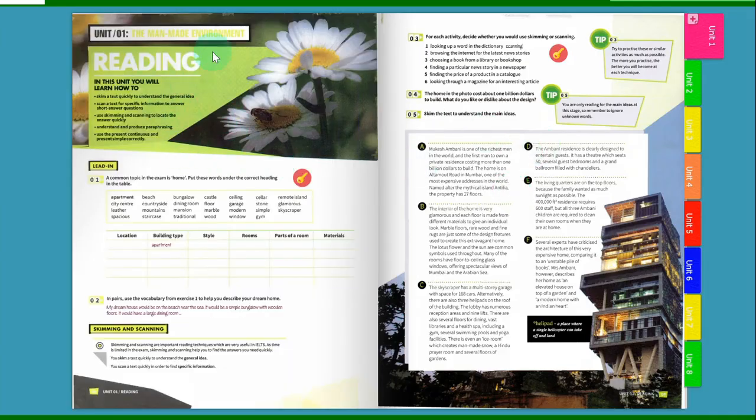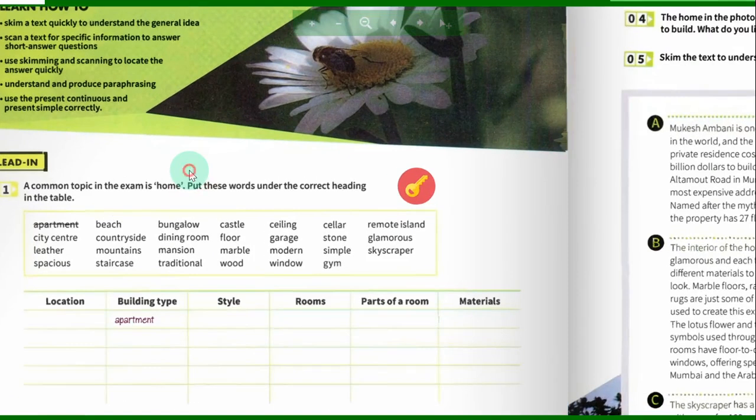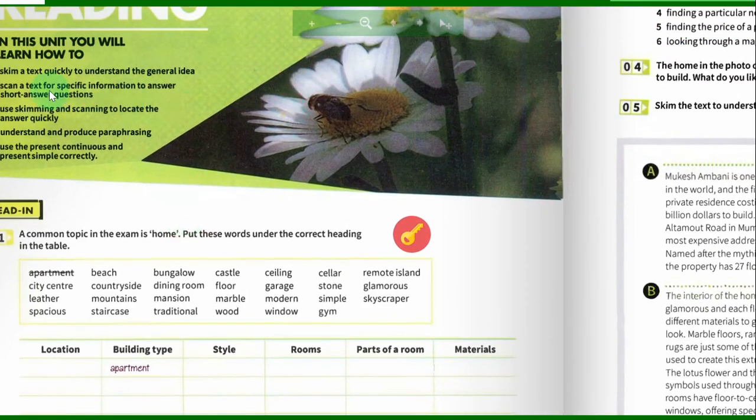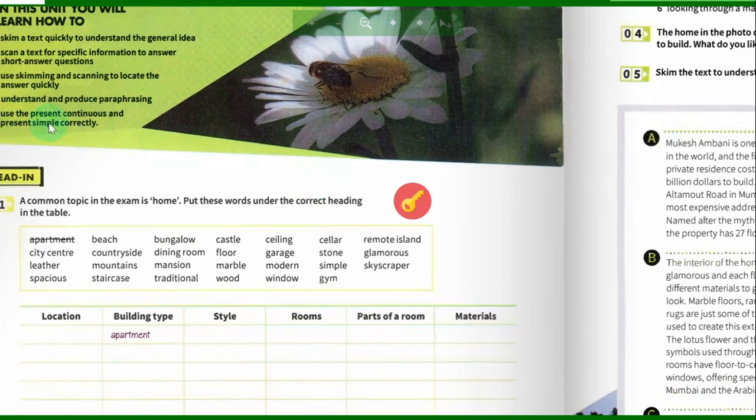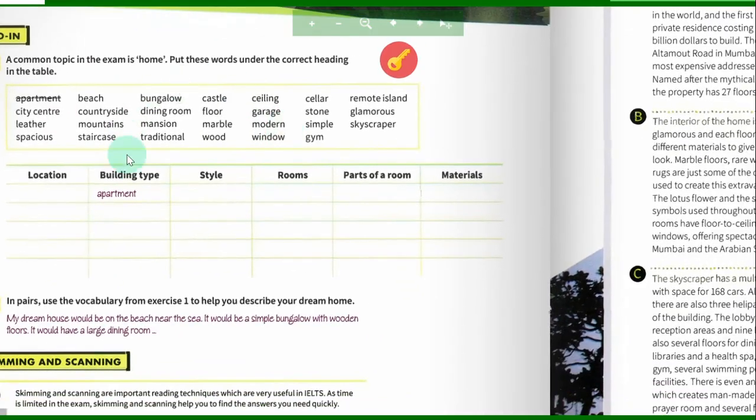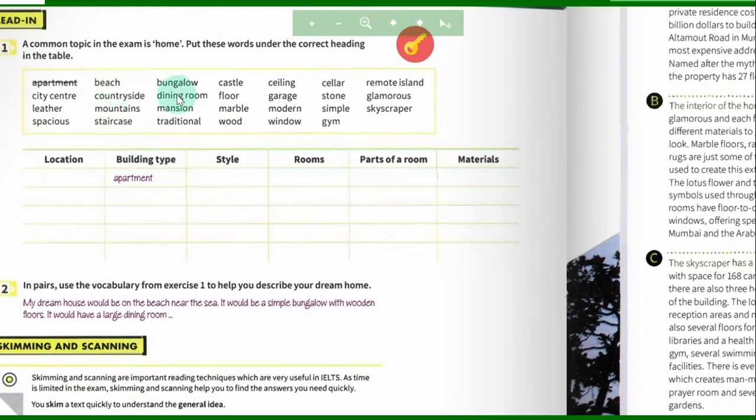So let's go to reading first. In this lesson, we are gonna learn about skim and scan. We're gonna learn how to read a text, how you can answer the questions, and of course, we're gonna learn about present simple. So let's start with the first exercise here. We've got a lot of important vocabulary that is going to help you when it comes to IELTS. So let's start to do this exercise together for now.